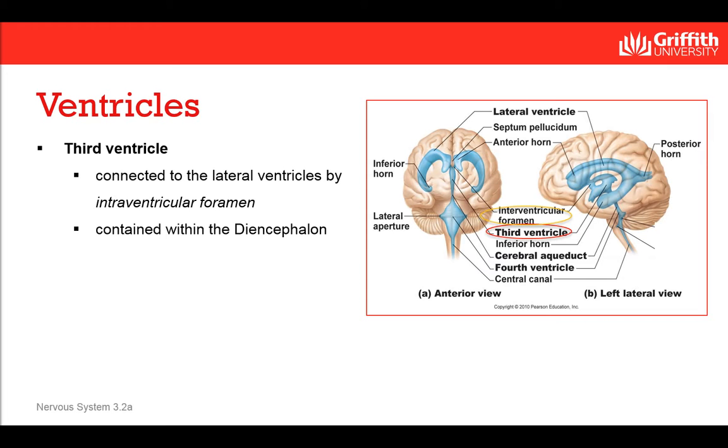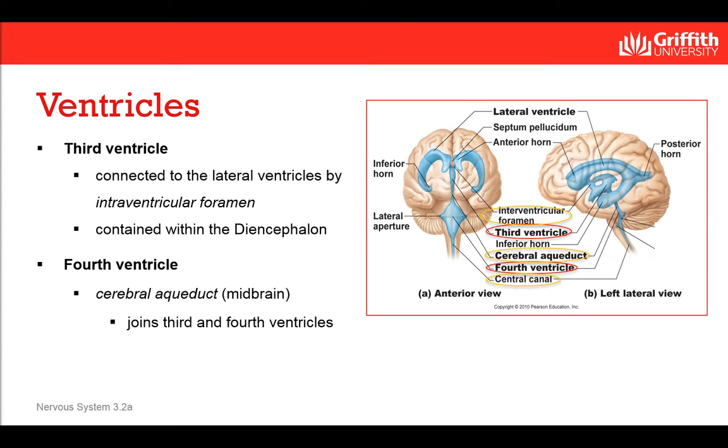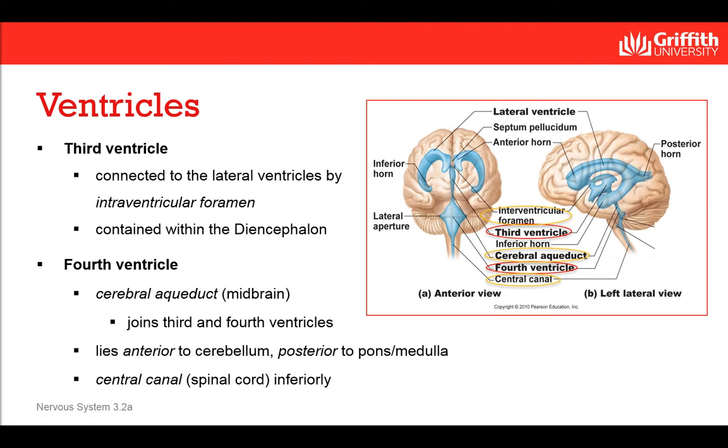The third ventricle is contained deep within the diencephalon and is continuous with the fourth ventricle via the thin cerebral aqueduct, which runs through the center of the midbrain. The fourth ventricle lies anterior to the cerebellum and posterior to the pons and medulla of the brainstem. Inferiorly, the fourth ventricle is continuous with the central canal of the spinal cord. Additionally, there are three little openings within the walls of the fourth ventricle that allow the ventricles to connect with the subarachnoid space surrounding the brain and the spinal cord.